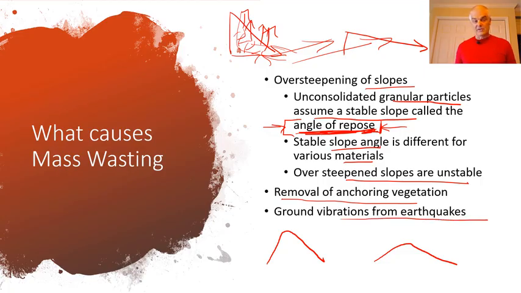And then, of course, something else that is sort of unpredictable, you could have an earthquake. Earthquakes are going to cause mass wasting events because it's shaking things up, and any kind of weakness gives way in a mass wasting event.